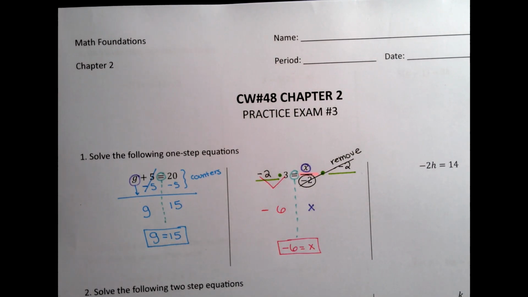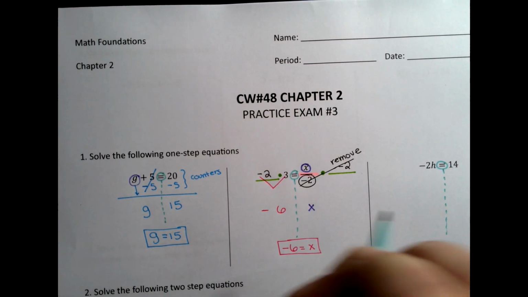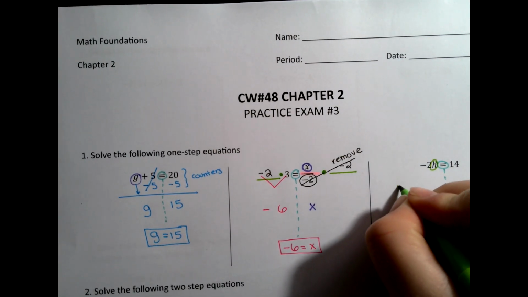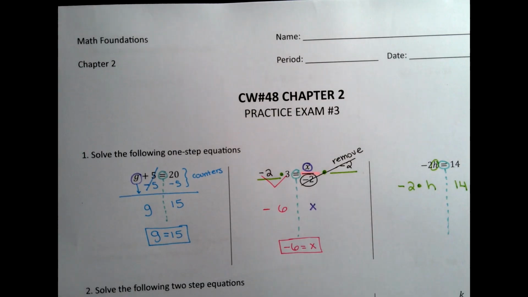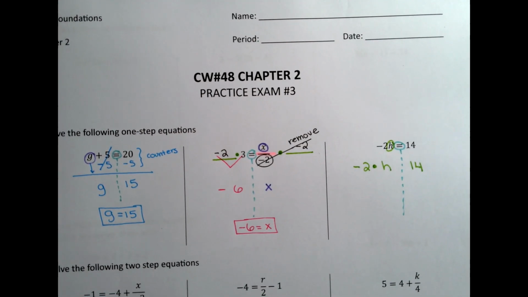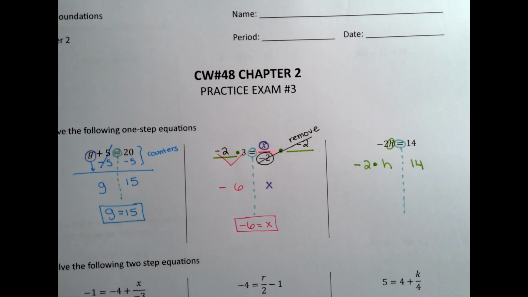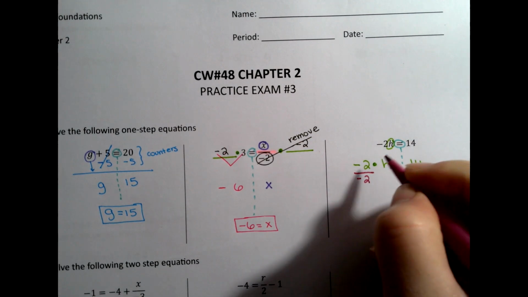For the next one, notice how our letter is touching negative 2. Since our letter is touching this negative 2, when we rewrite this, we have to rewrite this using a multiplication symbol. So we don't just have 2h negative, we have negative 2 times h. Now that we see that multiplication dot, we need to undo multiplication by division. So I'm going to divide by negative 2 on both sides.